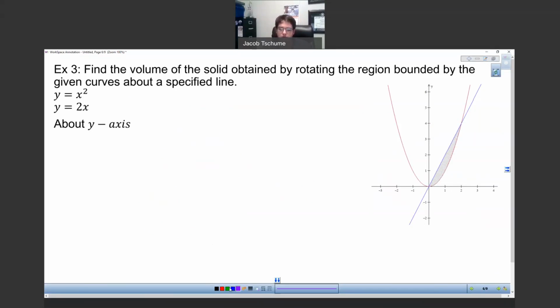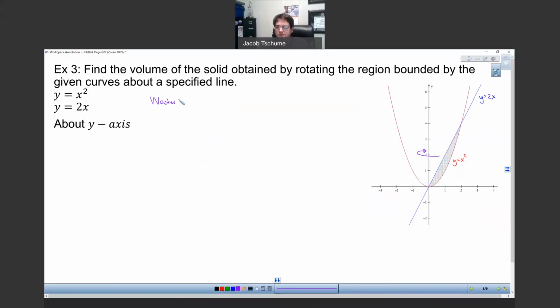Based on the picture over here on the right, you get this blue line, which is the straight line. The blue line is y equals 2x, and the parabola is y equals x squared. The problem here is, if you notice, it says you want to revolve around the y-axis. If we revolve in this direction, the reason this is a washer method is that there is a big gap between the region you're rotating and the axis you're rotating around. So this is my first time doing the washer method.